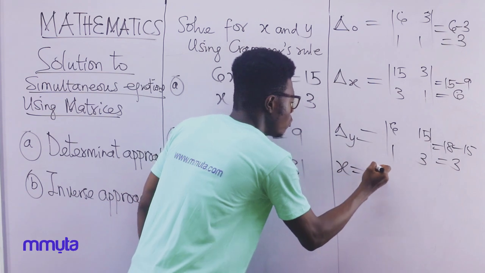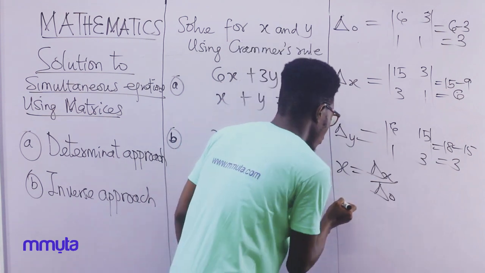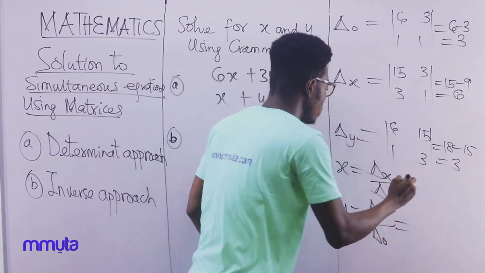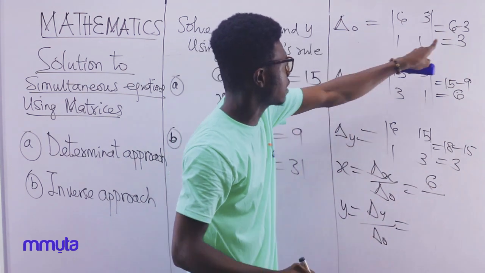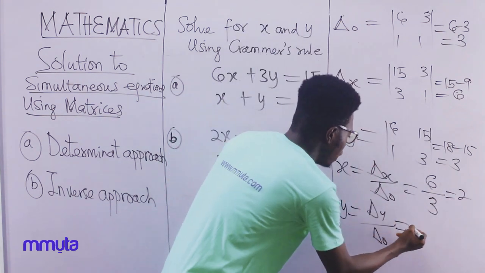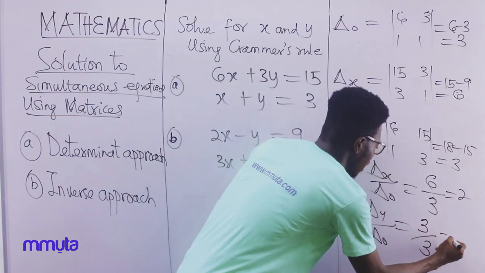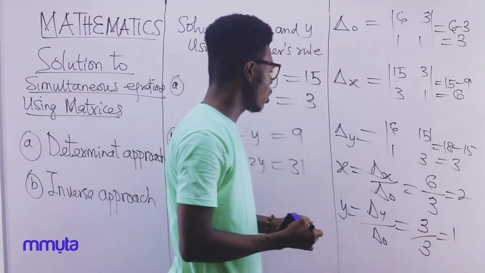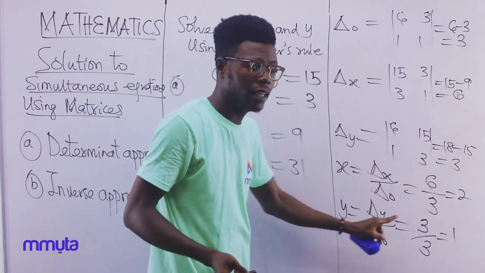Remember that x is equal to det x over det naught, and y is equal to det y over det naught. So det x, as we can see, is equal to 6, divided by det naught, which, as we can see, is equal to 3. So we have 6 over 3, which is 2. Okay, so for y, our det y is equal to 3. So we have 3 over 3. And 3 over 3 is going to give us what? 3 over 3 is going to give us 1. So in conclusion, the value of x for this first equation is going to be 2. And then y is going to be 1.